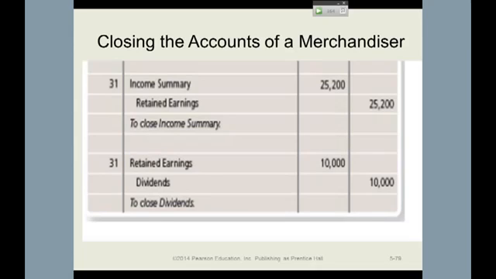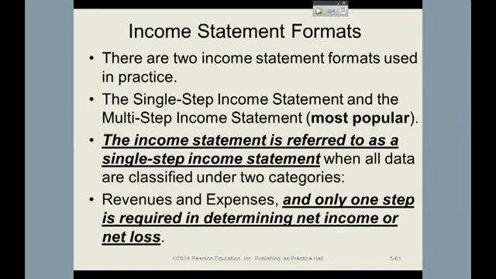Just like there are unique features to a merchandiser's balance sheet, there are unique features to its income statement. The income statement will be one of the last learning objectives we'll be covering. The income statement could be in two formats. One is called a single step, and the other is called a multi-step. Multi-step is the most popular because it provides the most relevant information for decision making.